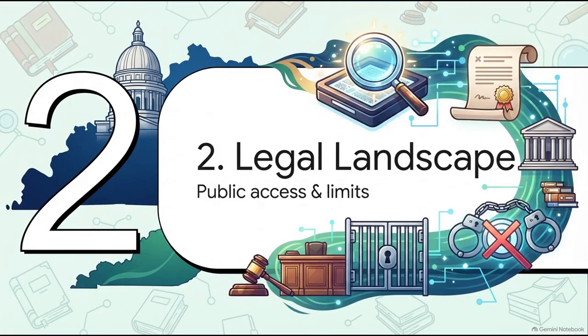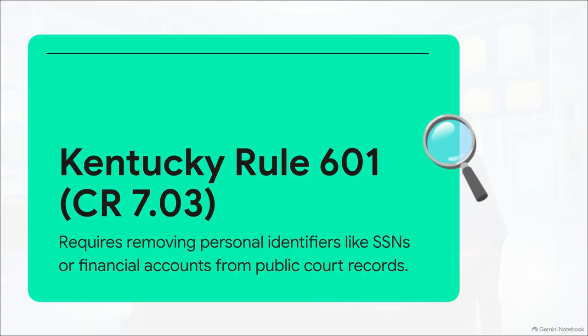Section 2. The legal landscape, public access and its limits. Kentucky is an open record state, meaning these documents are, by default, public. However, the courts take privacy very seriously. Under Kentucky Rule 601, which is also known as CR 7.03, there is a strict requirement to redact personal identifiers. This means things like social security numbers, precise birth dates, and bank account details are totally scrubbed from public view. Plus, anything involving juvenile records, adoptions, or specific medical information is strictly restricted unless you have a special court order.